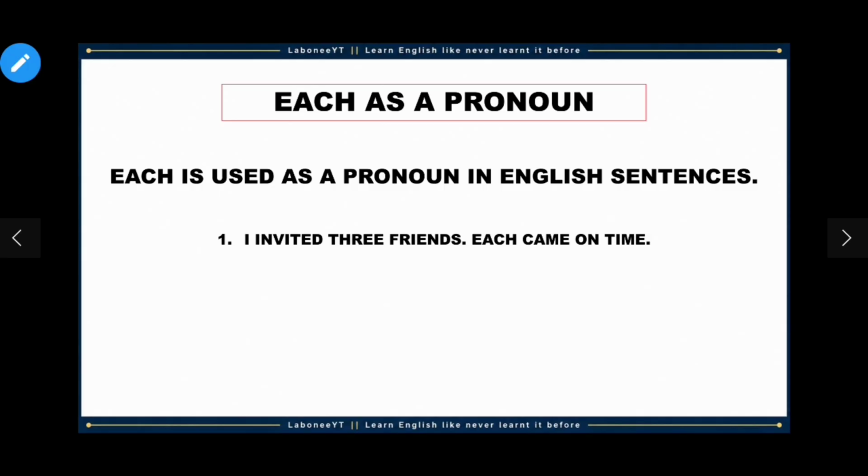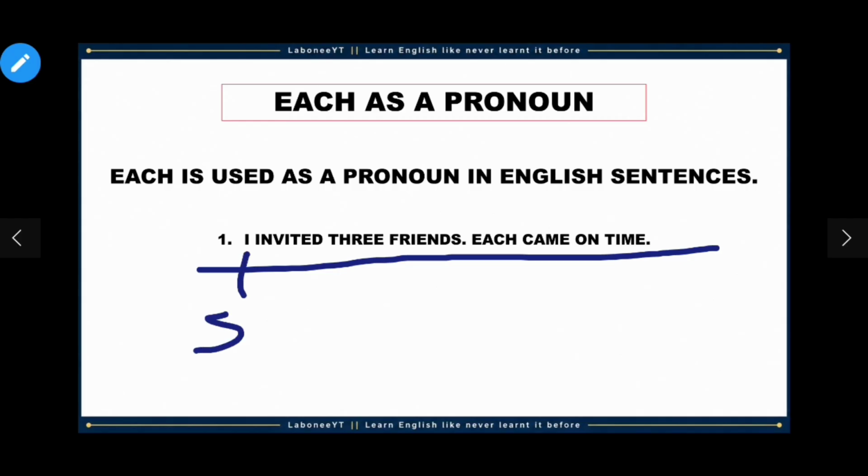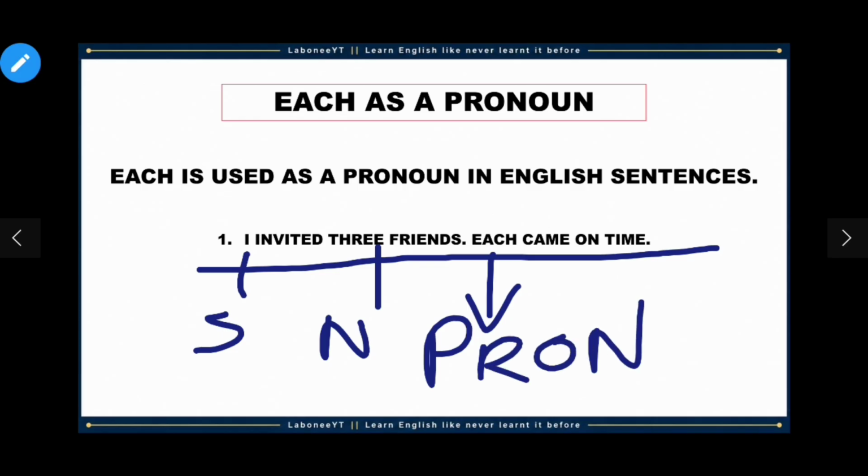So here we can see one example: I invited 3 friends, each came on time. In this sentence, I is the subject and 3 friends is the noun. But in the next part of this sentence, we have used each as a pronoun instead of a noun, to refer to who they are, these exact 3 friends. We didn't use 3 friends, we used each instead of them.